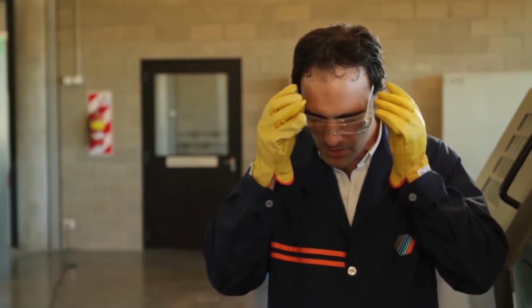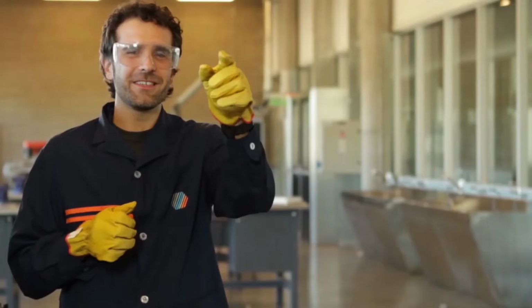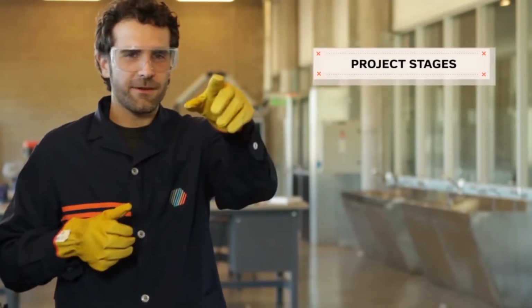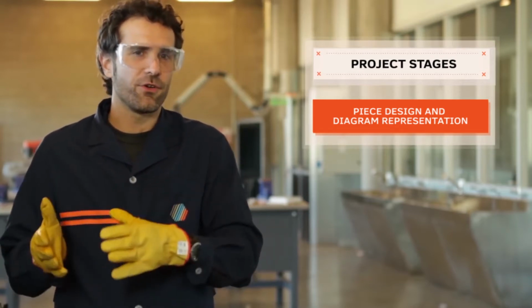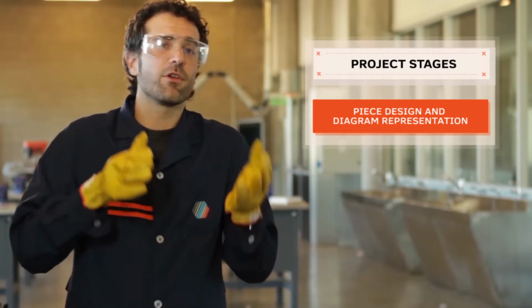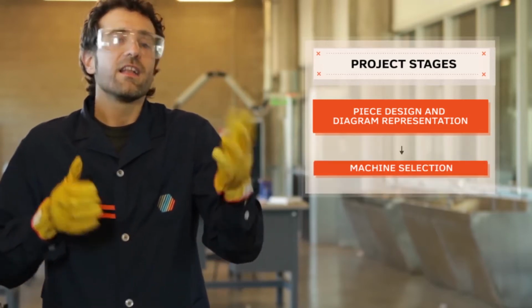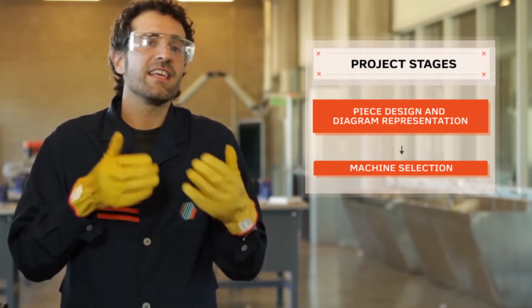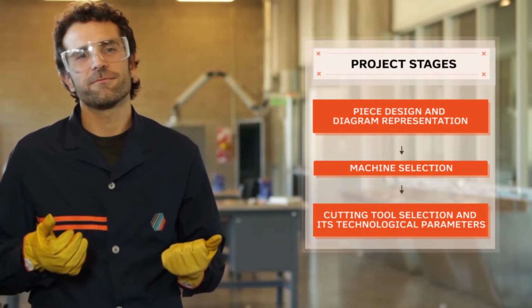Joaquin, based on what we've seen, what are the steps for carrying out this project? You're testing me, aren't you? You want to see if I understand anything about what you've been teaching me. I'm going to surprise you. It all starts with the design of the piece and its representation in the plan. With this information, we choose the productive processes we're going to use, milling, cutting, etc. And then we choose the machine we're going to use, and then the tool selection and the technological parameters.